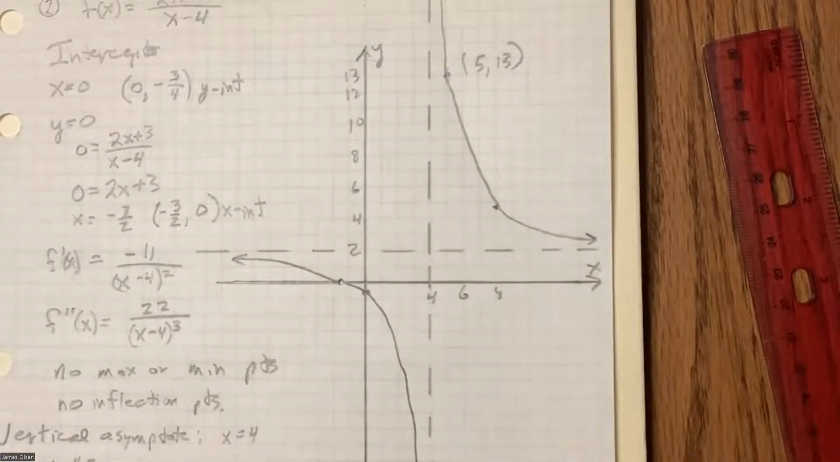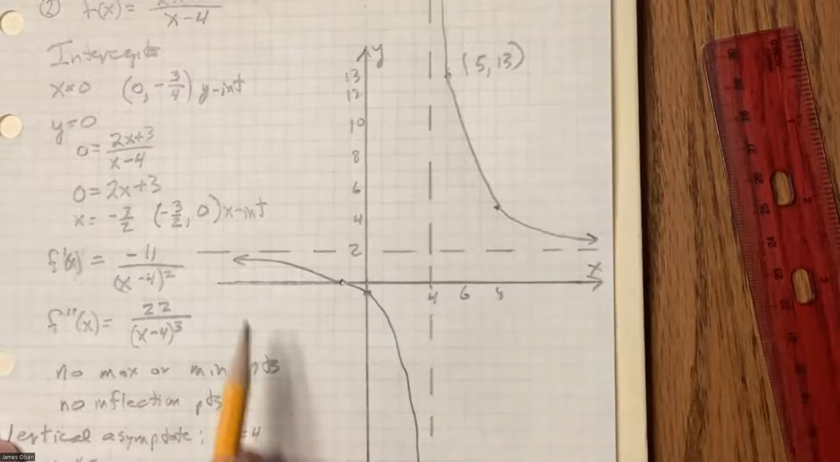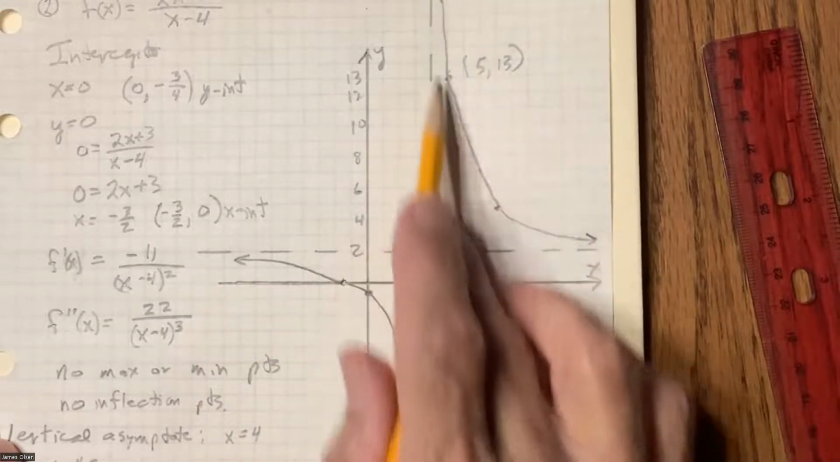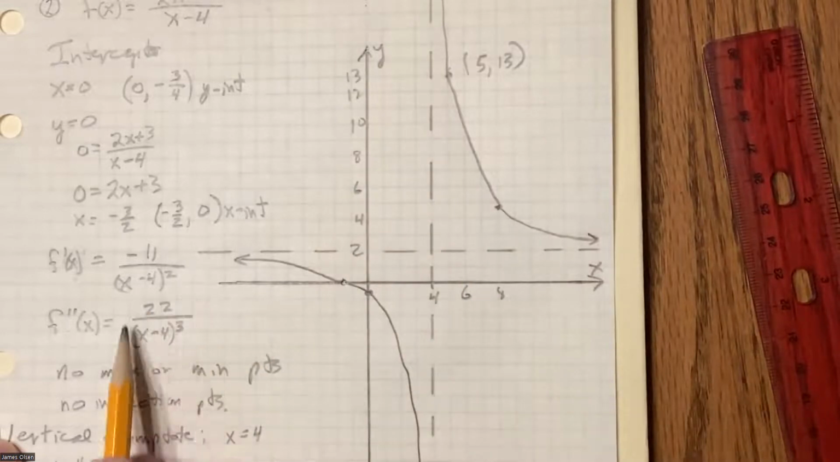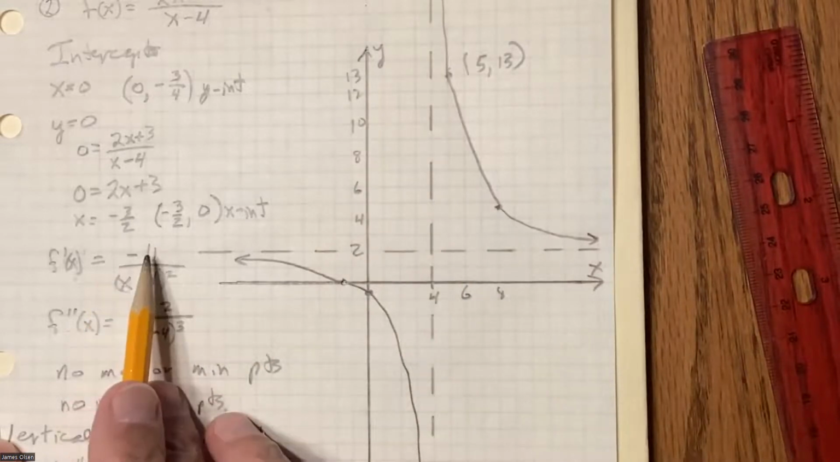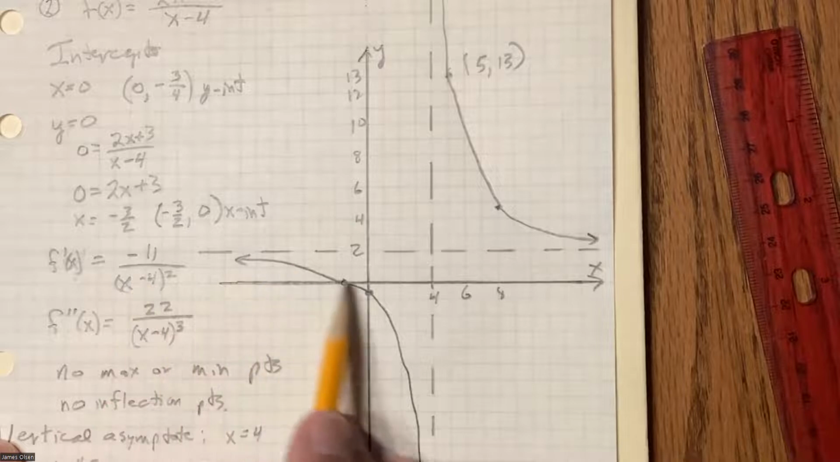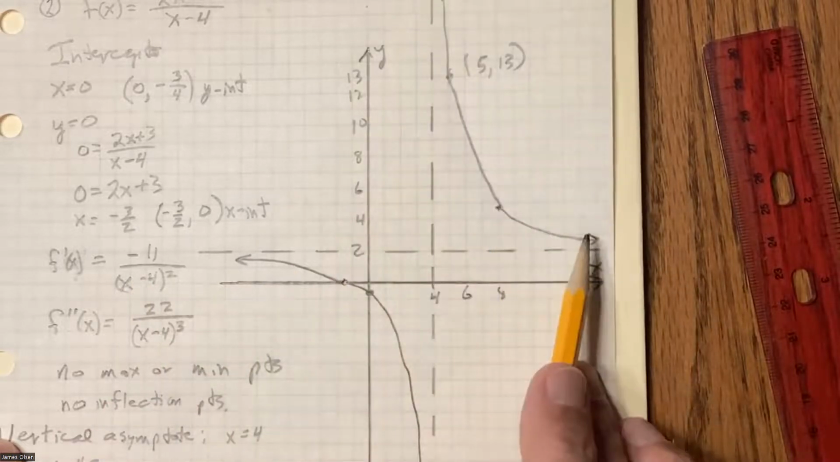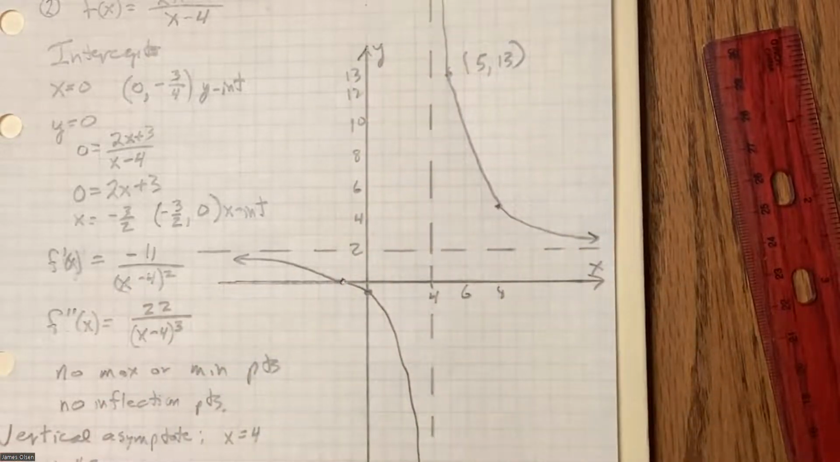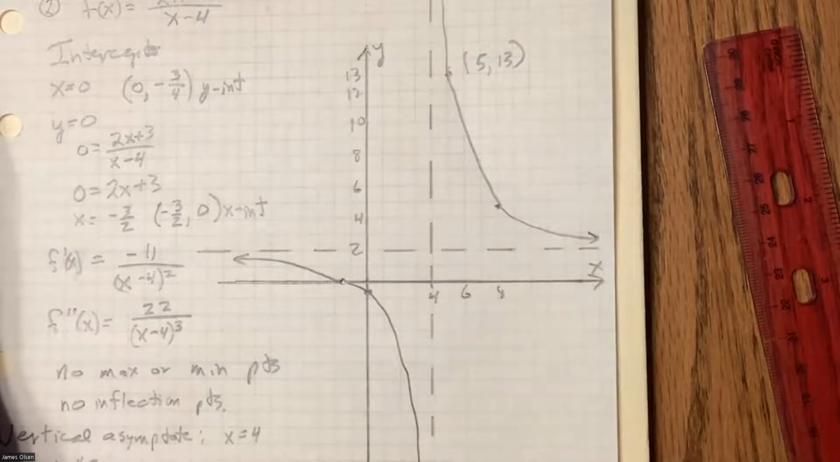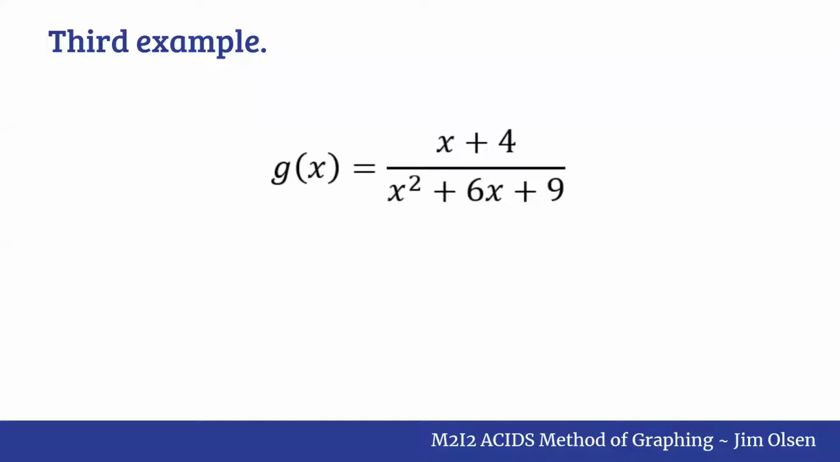Maybe just one more comment on number 2. This derivative is negative all the time because of this here. It's a negative divided by a positive. The function is decreasing everywhere. Now let's go to the third example. The third example is g of x is equal to x plus 4 over x squared plus 6x plus 9.